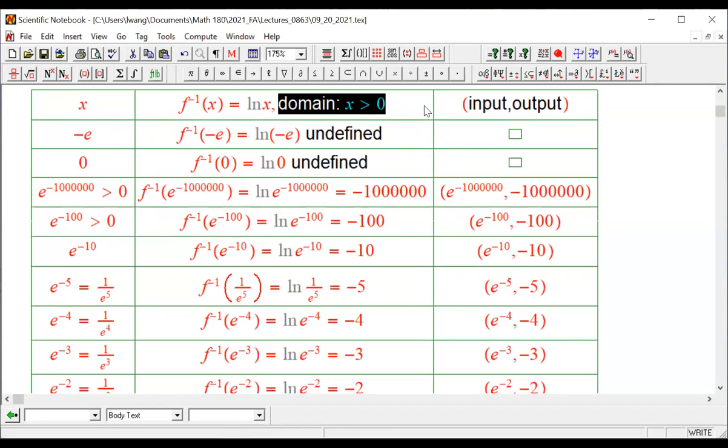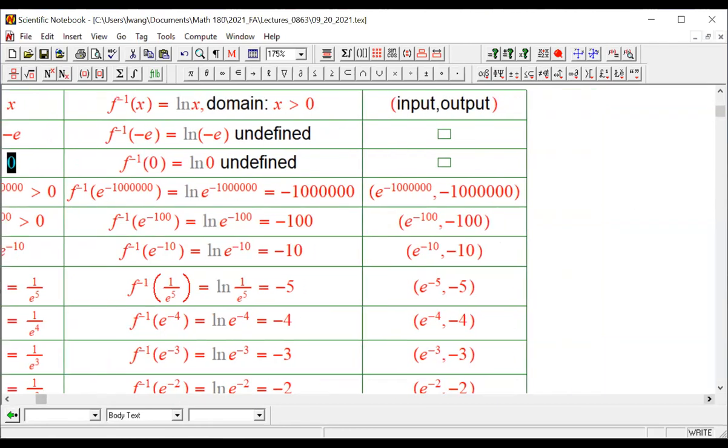I want you to understand, okay? The fundamental reason is that from that definitional function, for these inputs, there's no output. Therefore, these inputs are not qualified to be in the domain. Therefore, no points. So now let's graph.